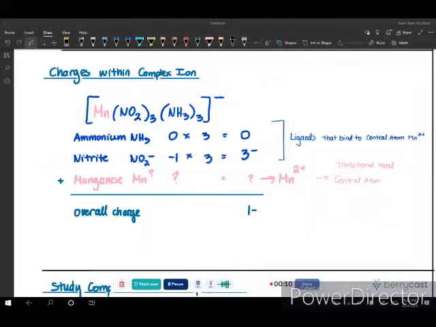Now we need to determine the correct oxidation state of the manganese ion. We already know that ammonia is neutral, nitrite has a -1 charge, and there are 3 of each. We also have an overall charge of -1 for this entire complex ion. So using some algebra, we figured out that manganese has a +2 charge.